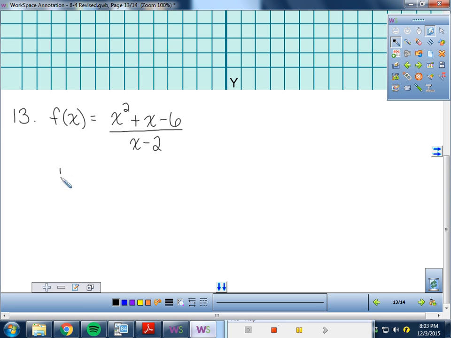All right, so the first thing I'm going to do is factor the top. So I'll have x plus, x minus, and I'm going to use 2 and 3. 3 will go with the plus.